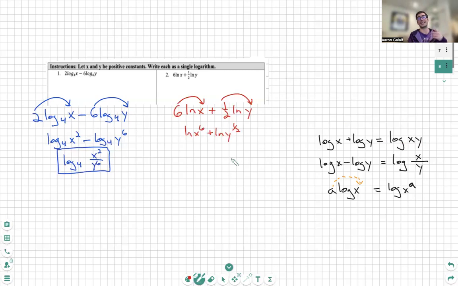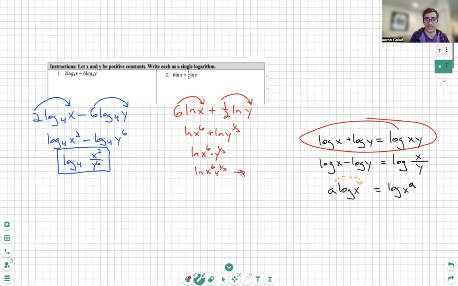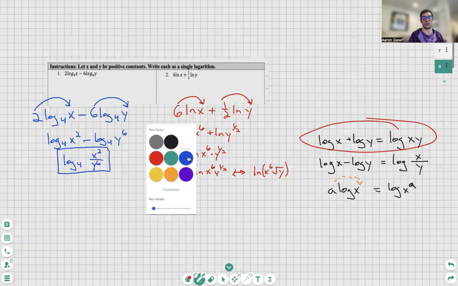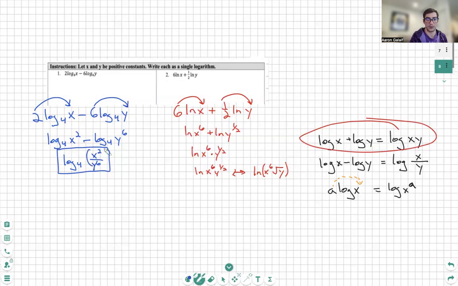Now I want to condense it so it's one logarithm, and we know addition is really just multiplication. So we can rewrite this as ln of x to the 6 times y to the 1/2. Now, if your teacher prefers that to be in a square root, you can rewrite it as ln of x to the 6 times square root of y, and put that in parentheses just to make the argument obvious.